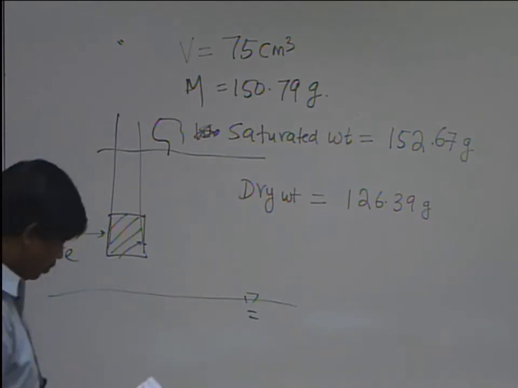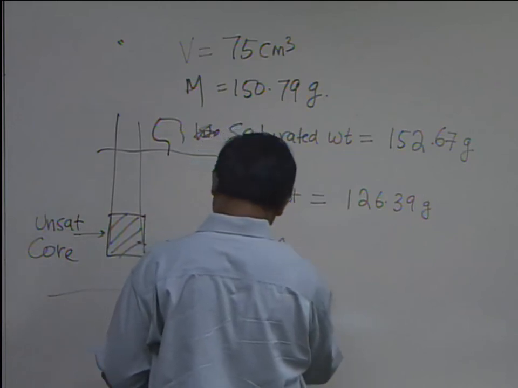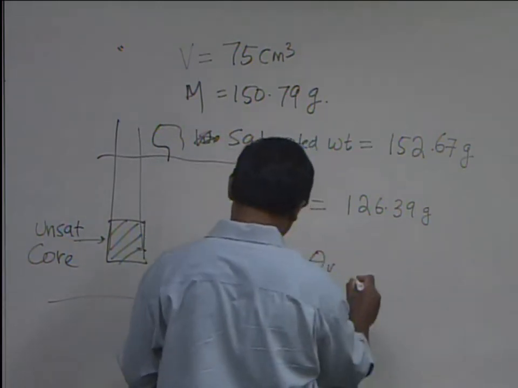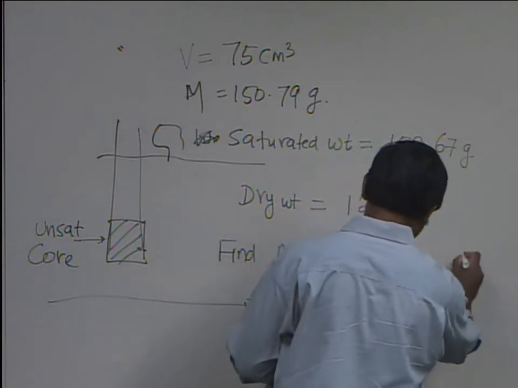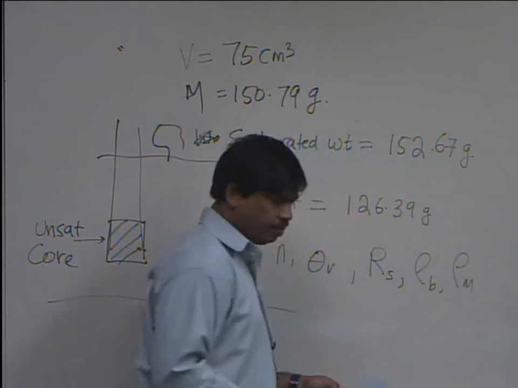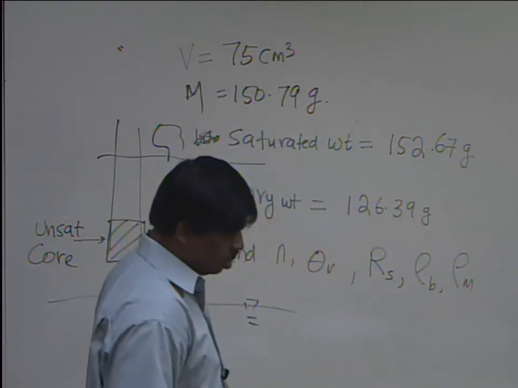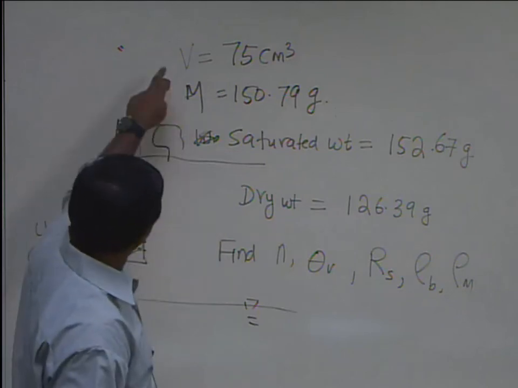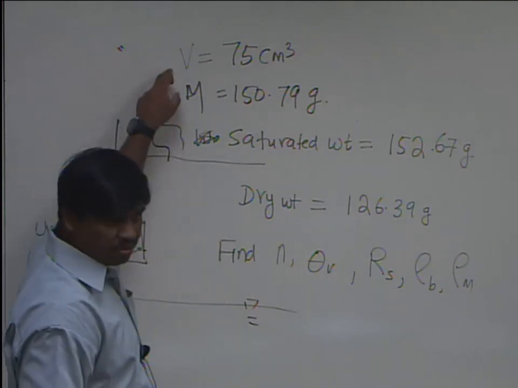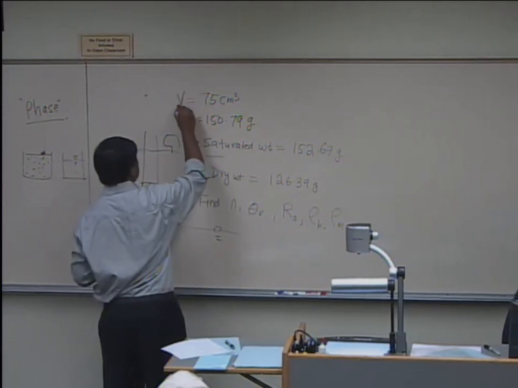So the question is to find n, theta v, r s, rho b and rho m. Let's put some terminologies to these things. When I evaluated the volume of this thing, that's the total volume. That's my V in all these formulas.